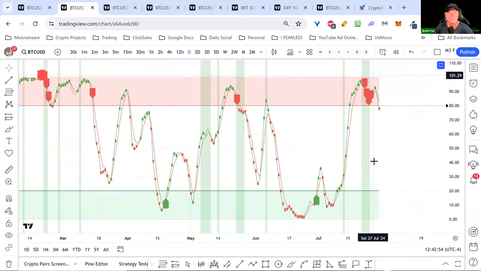We see our trend strength indicator rolling over on the daily below this 80 mark. And that is one of our key factors.